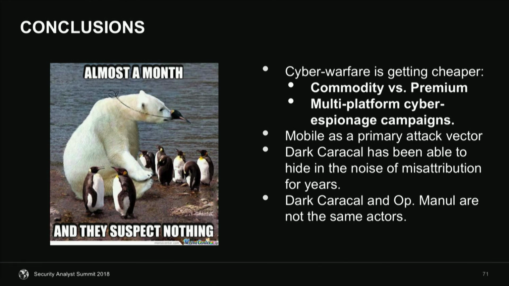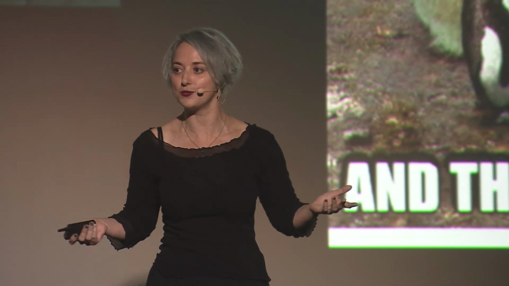Mobile is their primary attack vector. This is because there's just so much information that you want on people's mobile devices. You can see all their selfies. Also, they have conveniently decided to walk around with tracking devices in their pockets, and they're constantly having conversations that may be of interest to you in the course of espionage.